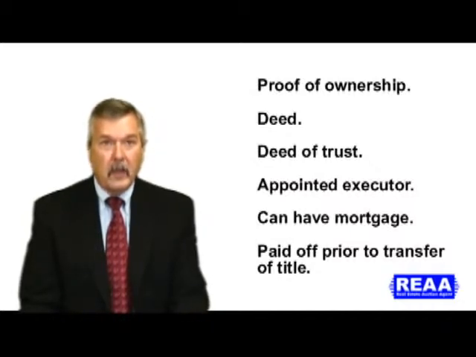The property can have a mortgage on it, and if it does have a mortgage on it, it will be paid off at settlement, so the seller does not have to worry about prepaying prior to the auction sale. It will be clear title when the property is paid off at settlement.